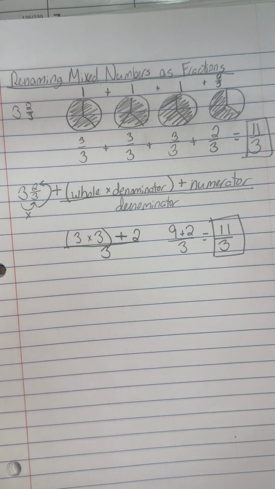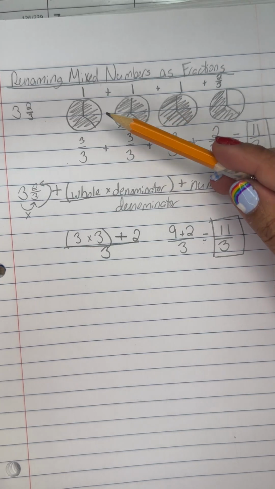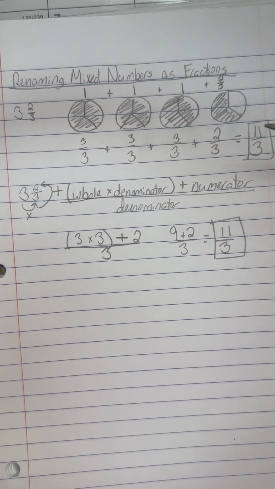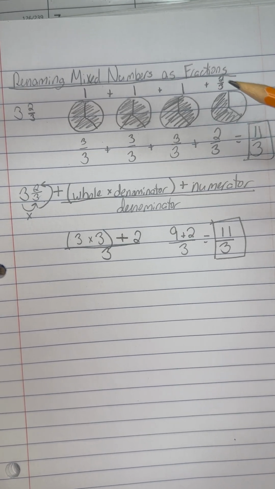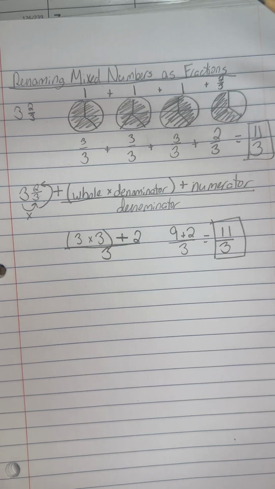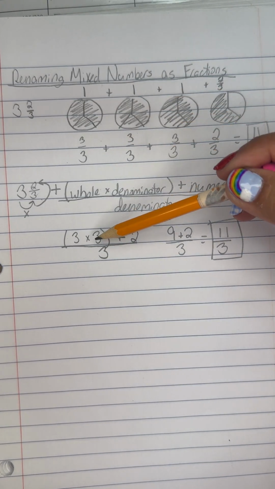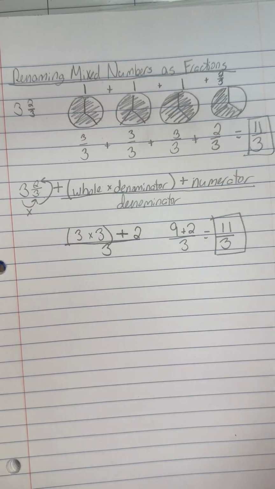So the reason why we're multiplying is because we have 3 wholes. I don't want to count, if it's thirds and 3 of them, it's not terrible. But if we had 7/56, I don't want to count each of those individual pieces. But I know that there's 3/3 in each whole, times 3 wholes.